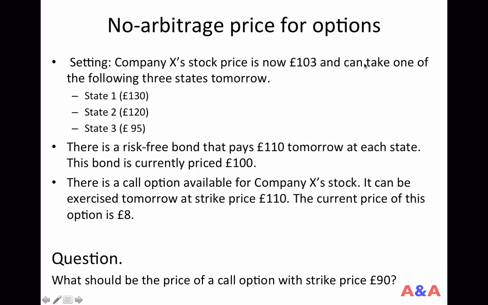And the stock price can take one of the following three states tomorrow. State 1 is a good state and the company's stock price is £130. State 2 is still a decent state, the stock price will be £120. State 3 is a bad state, company X's stock price is only £95. So no one knows which state will actually realize, but suppose everyone knows that one of the three states will realize tomorrow.